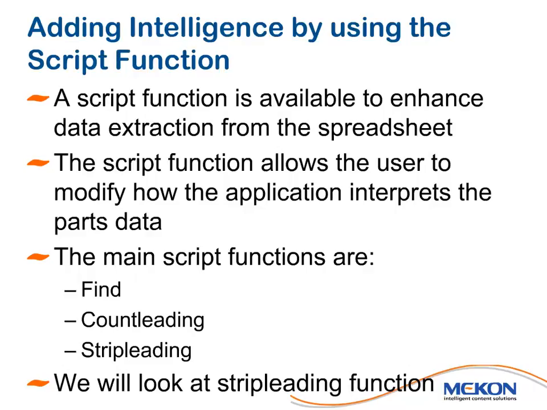In the previous bit of this presentation, you heard mention of the fact that we needed to do some modification to the basic mapping to enable us to do the job properly of extracting the information from the spreadsheet. We've got a thing called a script function available for the user to help in this process. What this function allows the user to do is to modify how the application interprets the parts data in a particular cell. Now, the main functions that we have are find, count leading, and strip leading. We're going to look particularly at the strip leading function because it's a very useful one, and you'll be able to see very easily how it works.